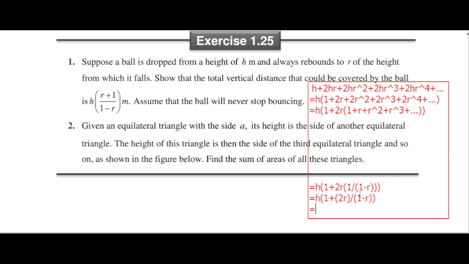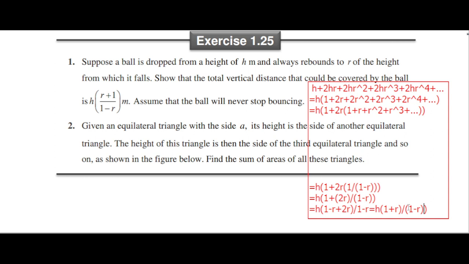This is equal to, now let's take the common denominator 1 minus r. h into 1 times (1 minus r), plus 2r, over 1 minus r. Now let's compute this: h into (1 minus r plus 2r). Minus r plus 2r is r, so 1 plus r, over 1 minus r.